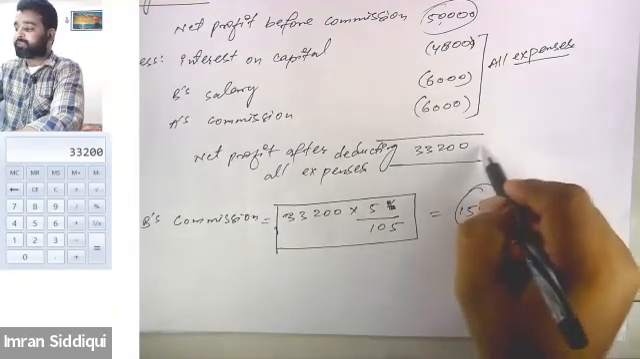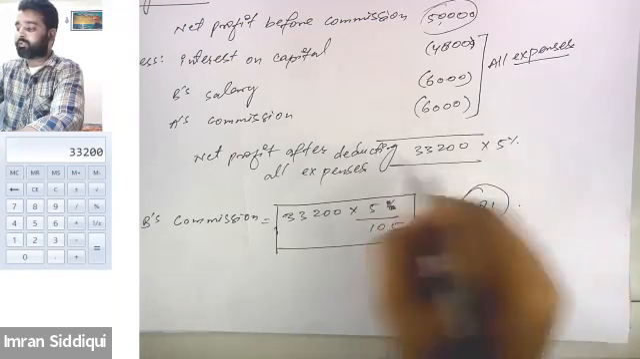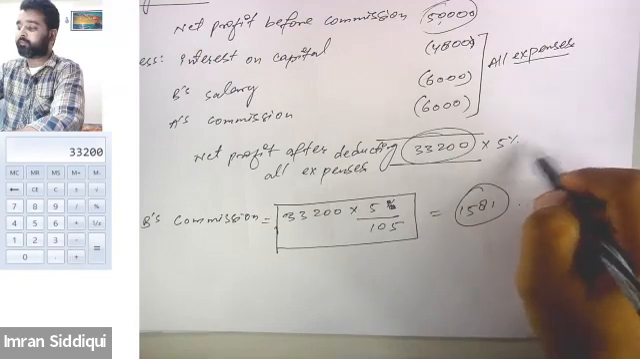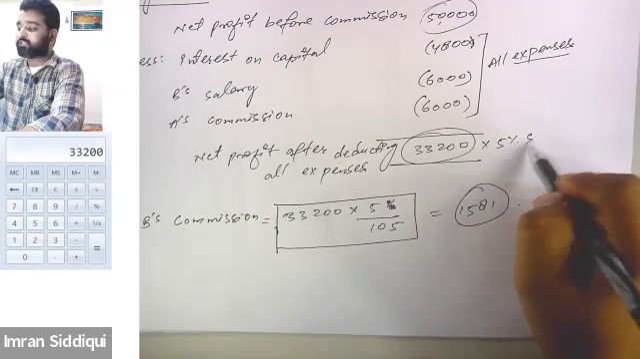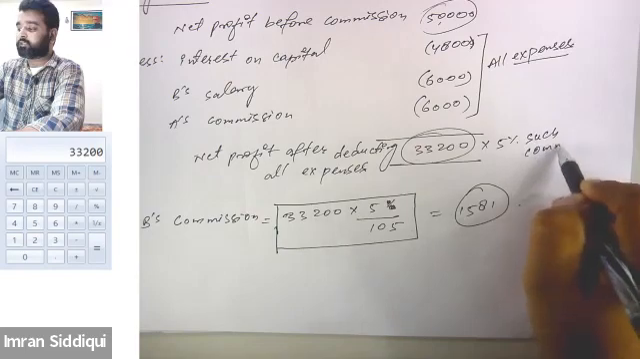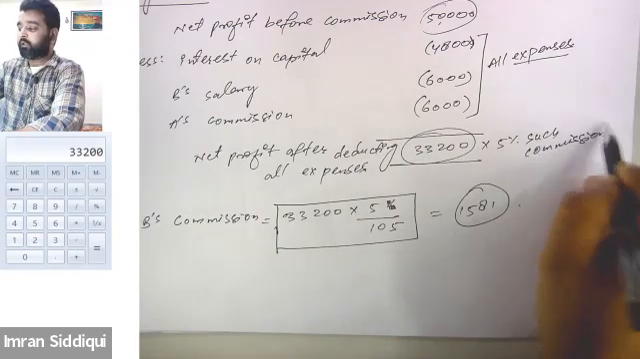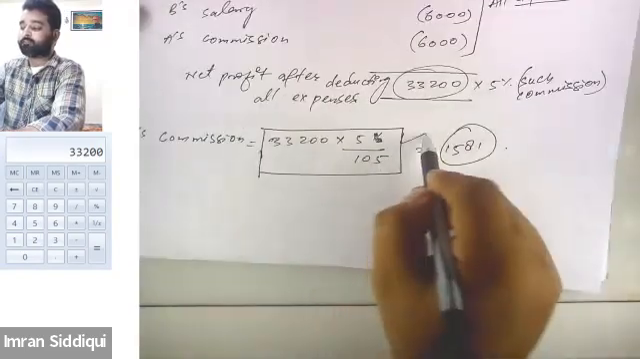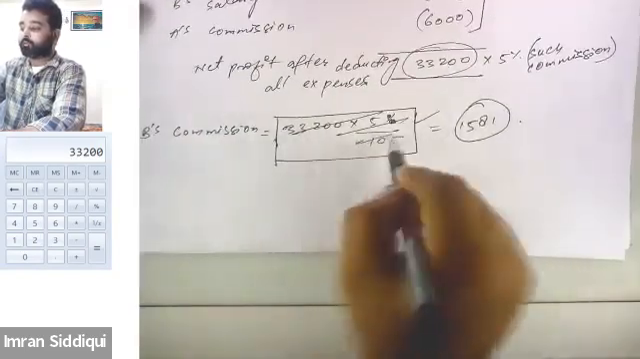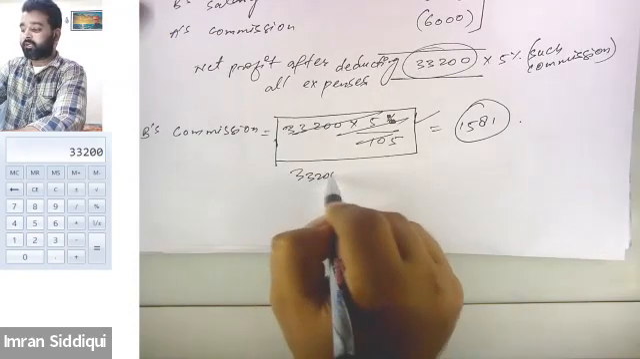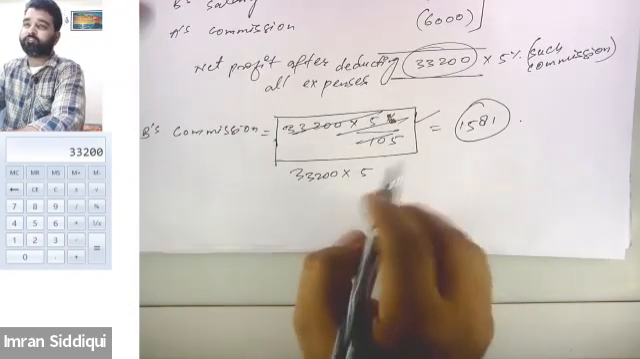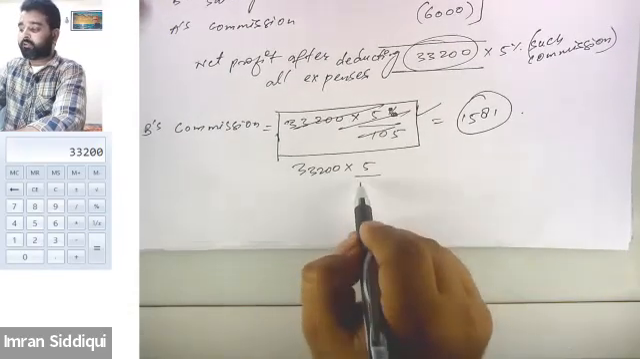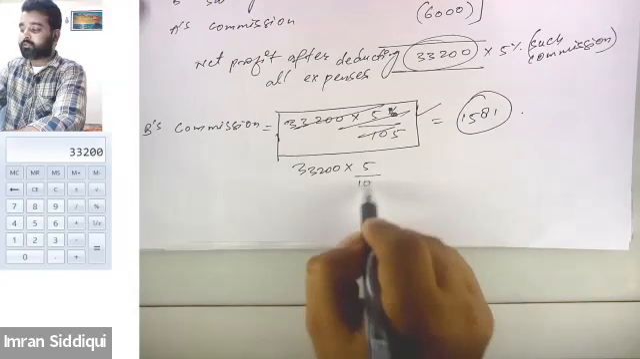Now we cannot simply calculate 5% on this profit. Whenever the question says that commission needs to be paid at 5% after subtracting such commission, in such a situation, we calculate commission like this. Let me show you again. 33,200, we will multiply it by 5. Why? Because we need to give 5% of commission. But we won't divide it by 100 this time. We will be dividing it by 105.